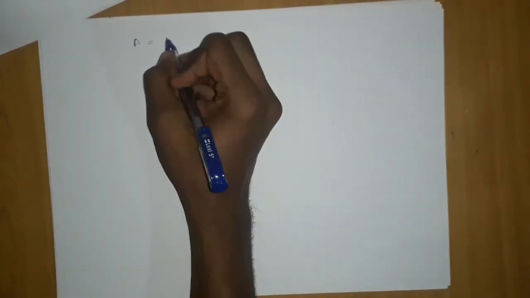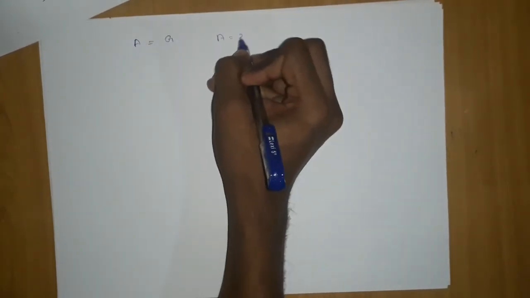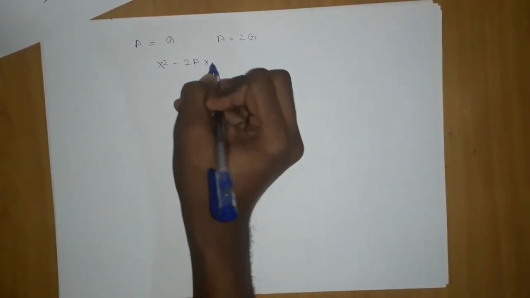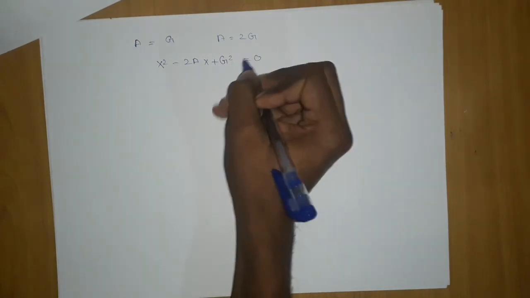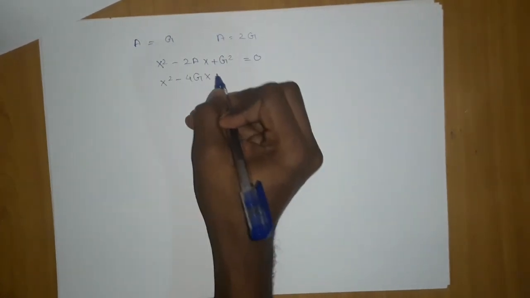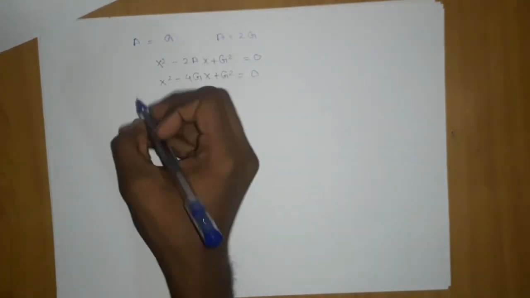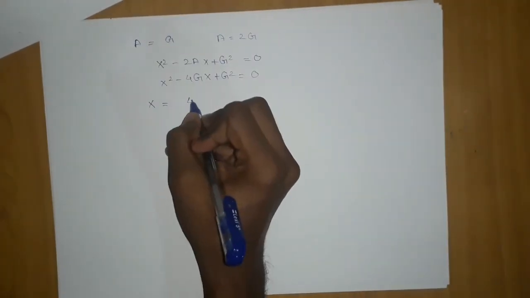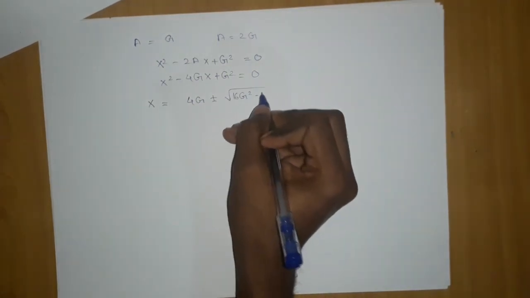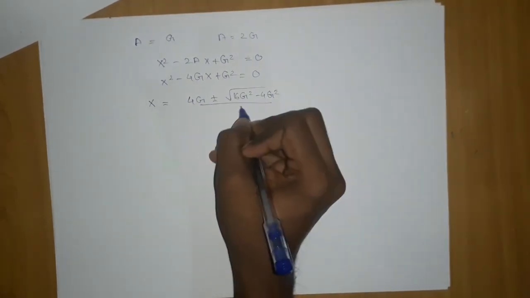Now the second way of doing it: if I call AM as A and GM as G, A is nothing but twice G. So in the quadratic equation x square minus 2Ax plus G square equals 0, I can replace A with 2G, giving x square minus 4Gx plus G square equals 0. Now if I find x, it is 4G plus minus under root 16G square minus 4G square, upon 2.